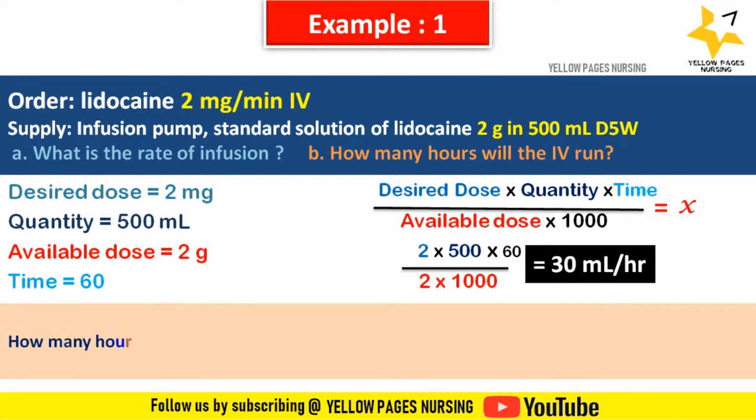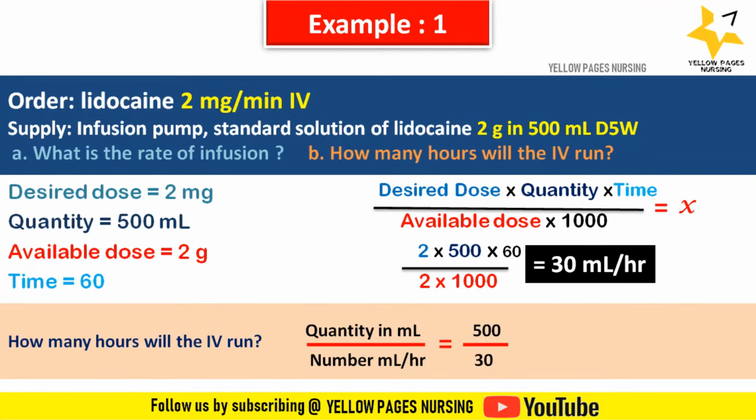How many hours will the IV run? The formula is quantity in ml divided by number ml per hour, that is 500 divided by 30, which gives 16.6 or 17. So the IV runs totally for 17 hours.